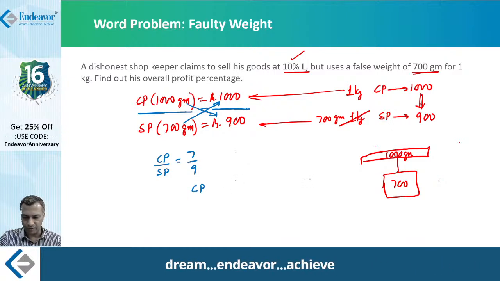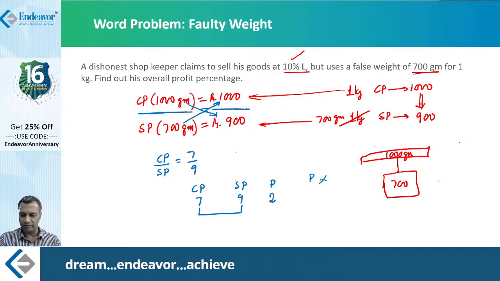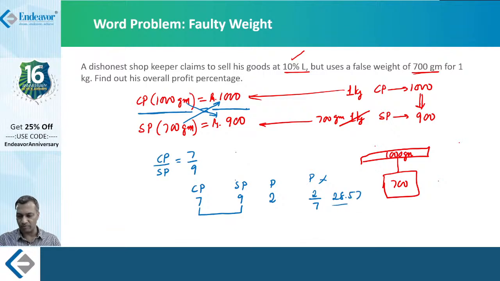Profit, profit percent, right? If the cost price is 7 rupees, the selling price is 9 rupees. Therefore, the profit is the difference between the numbers, which is 2 rupees. Profit percentage is 2 divided by 7, which is nothing but 28.57%. That is the amount of profit he is making.